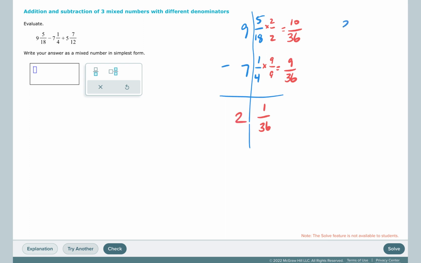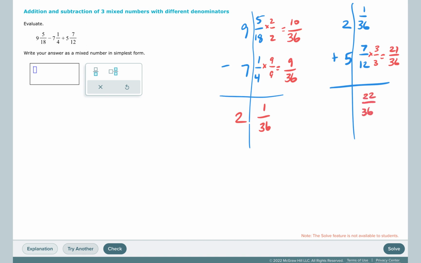Ready to do the next step, 2 and 1/36, and we are adding 5 and 7/12. And in this case, I'm going to use 36 as a common denominator because 12 goes into 36. So I don't need to change the first fraction, just change the second one by multiplying by 3 over 3. And we're adding here, so 1/36 plus 21 is 22 over 36.